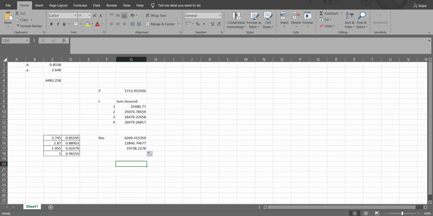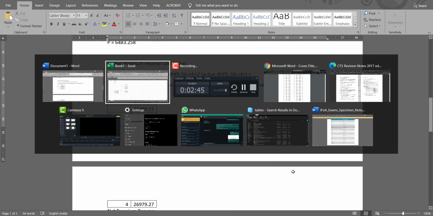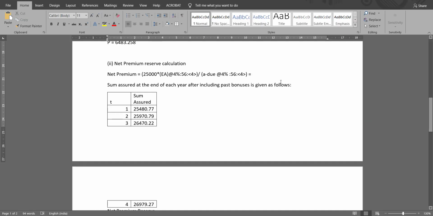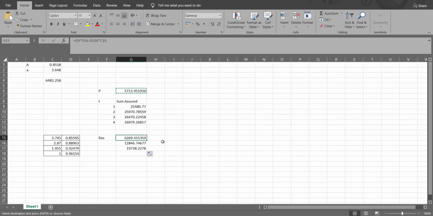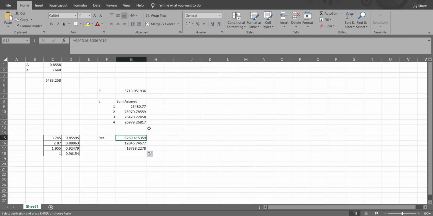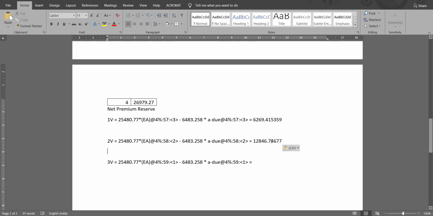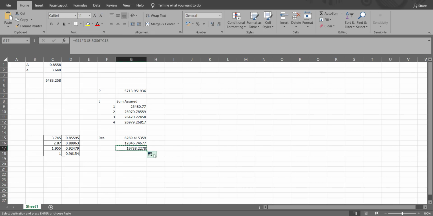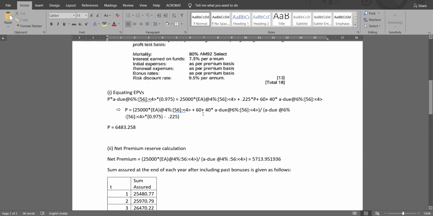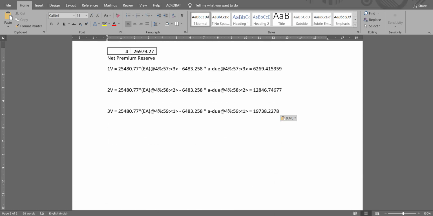So you've got everything, just put that into Word. So this is how you can use Excel beautifully, right? Just copy this and paste it here. Okay, copy this and paste it here. Copy this, paste it here. Copy this, paste it here. Done. So these are my premium and reserve amounts, and I've verified them. Okay, so let's move on.